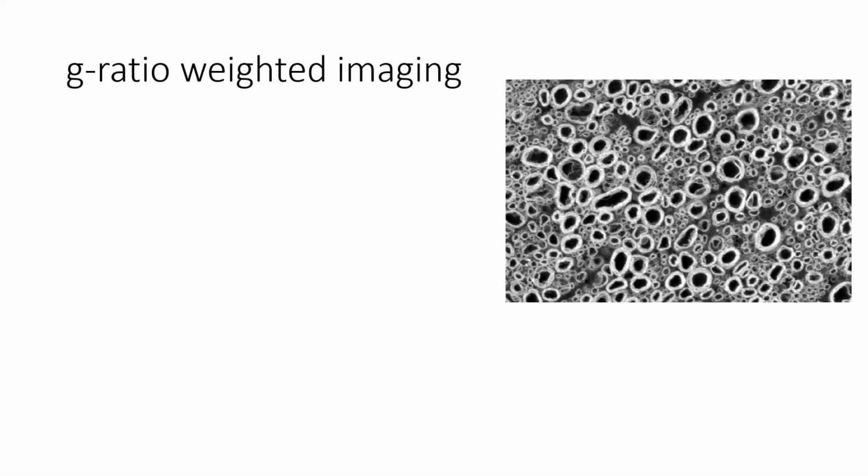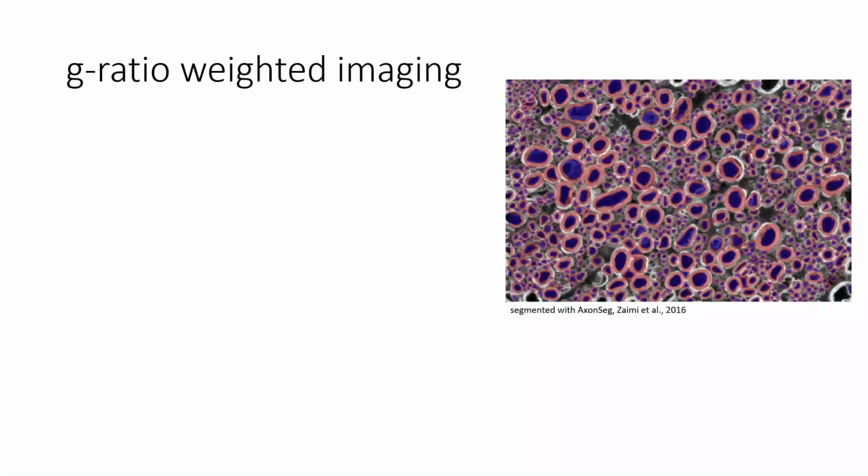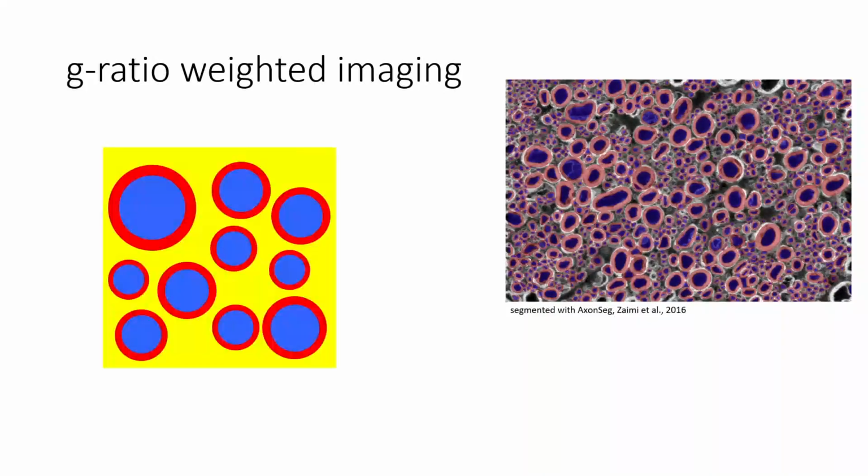So here we have a scanning electron micrograph of white matter. Now it has been segmented into 3 compartments: the intra-axonal compartment shown in blue, the myelin sheath shown in red, and everything else, which we'll call the extra-axonal space. So we can create a simple tissue model from this. And the G-ratio, as we've seen already, is the ratio of the inner to the outer radius of the myelin sheath.